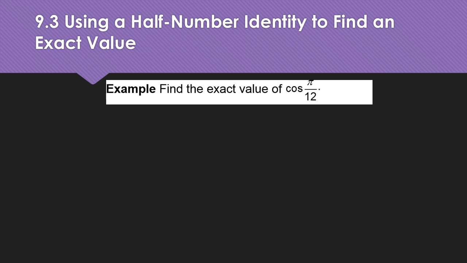Exact value of the cosine of pi over 12. Now you may think, well, how am I going to find the exact value? We don't have a pi over 12 on the unit circle. It's not a special angle. Well, that's true. However, pi over 12 is pi over 6 divided by 2. So what we're going to do is find the cosine of pi over 6 over 2 using our half-angle identities. So pause the recording and use that identity, and then resume to check your answer.